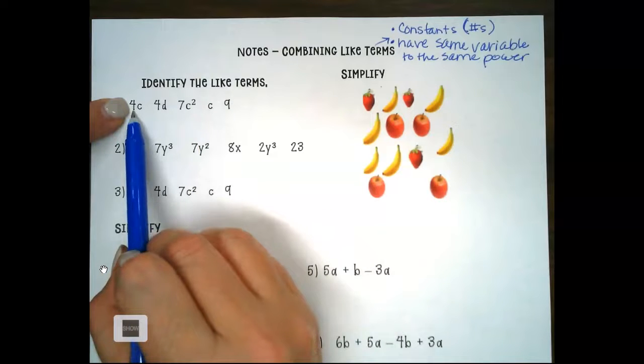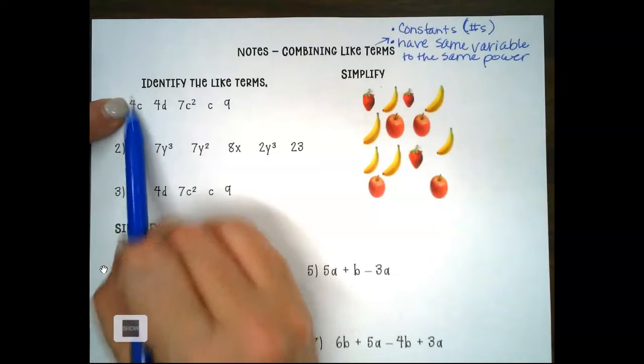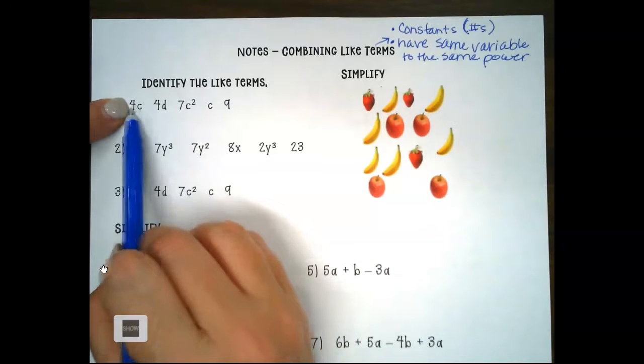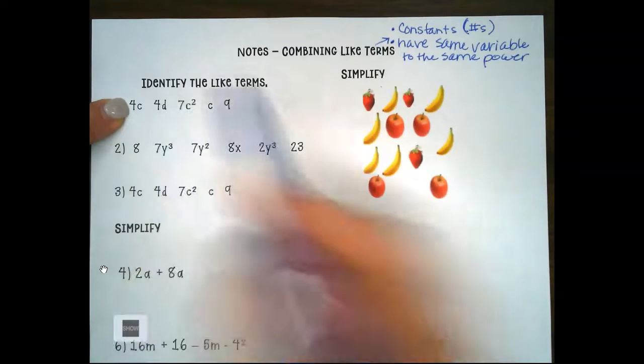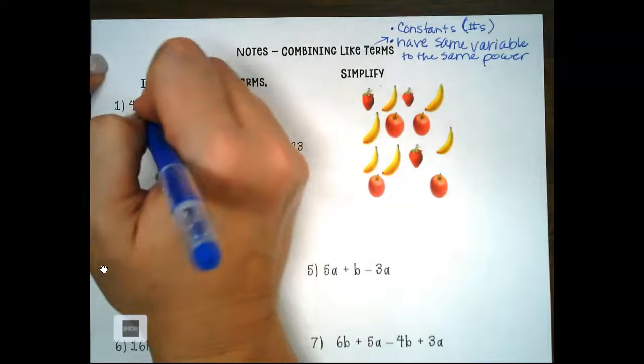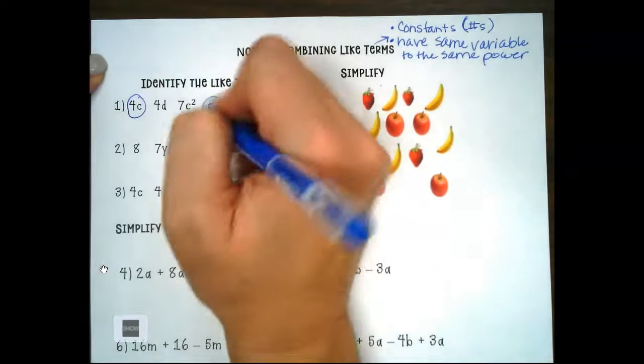It doesn't matter about the coefficient. Remember, coefficients are the number that you're multiplying by a variable. You're only looking at the variable and the exponents that go with the variables. So the like terms for this one are 4C and C.